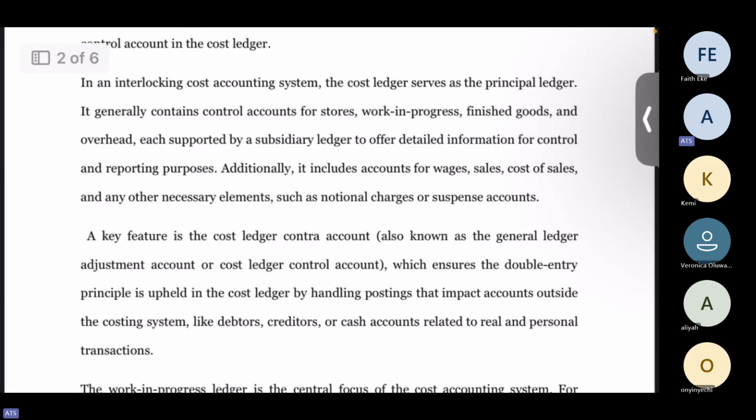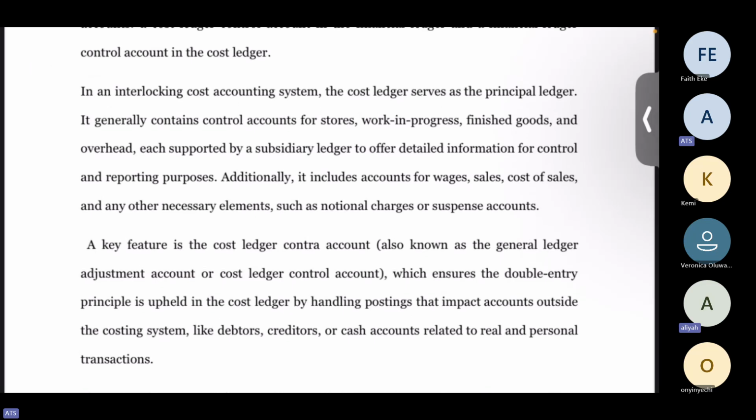So a key feature to know about is the cost ledger control account. Now, let me test your knowledge of financial accounting. This is a question I need you to answer, please. Imagine you're doing financial accounting and you made this transaction: you bought raw materials with cash. How do you record it? What is the double entry for that? Credit cash and debit raw materials account. Exactly. Debit raw materials and credit cash.